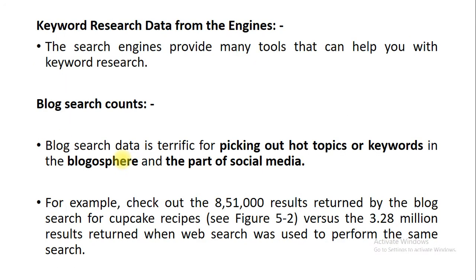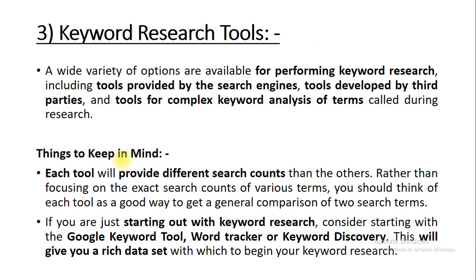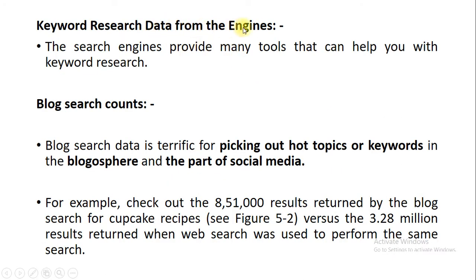Now, keyword research data from the engine. When you are working with a particular search engine, there are many tools provided by the search engine. In the first point we talked about the variety of tools available in the market. The first type is tools provided by the search engine. So keyword research data from the search engine means the search engine provides many tools that can help you with keyword research. Next is called blog search count.